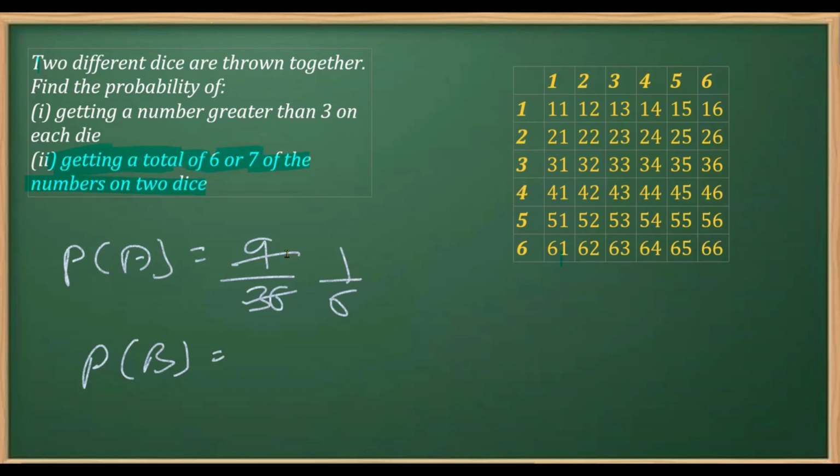So let's check for this one. I'll go first for 6, and 6 we have already done, right? 5, 1, 4, 2, 3, 3, 2, 4, 1, 5. And 7 is what? 6, 1, 5, 2, 4, 3, 3, 4, 2, 5, and 1, 6. Getting a total. So I'll count 1, 2, 3, 4, 5, 6, 7, 8, 9, 10, 11. So there are 11 out of 36. This cannot be reduced. So this is how we'll do it.